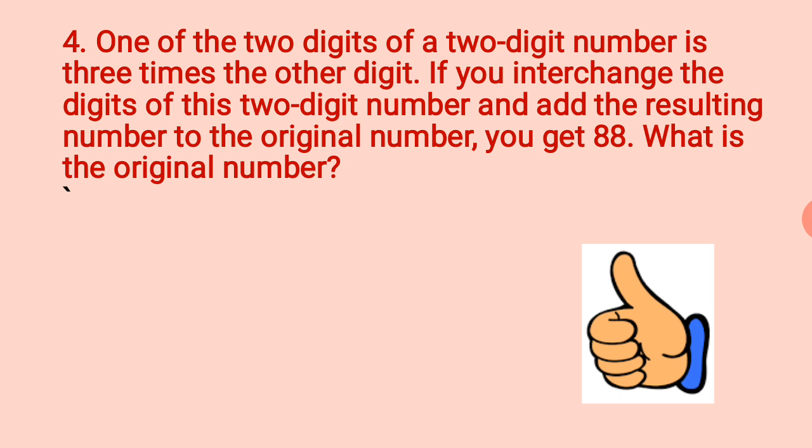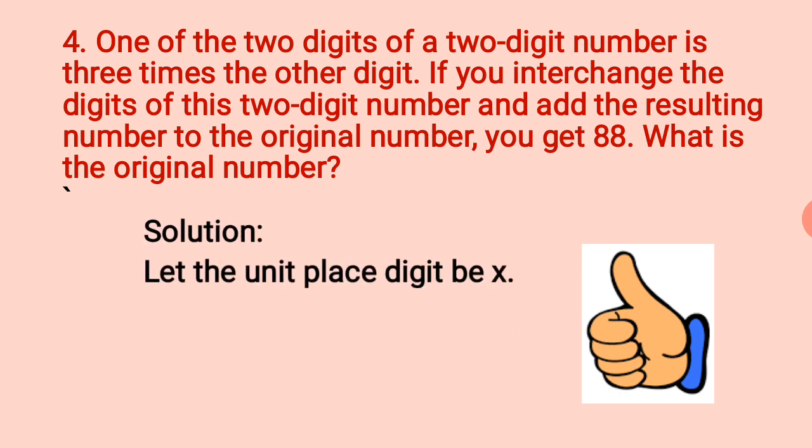So, let's continue reading it. If you interchange the digits of this two-digit number and add the resulting number to the original number, then you get 88. What is the original number? Now let's begin with the digits separately. Our solution will take the first statement as, let the units place digit be x.